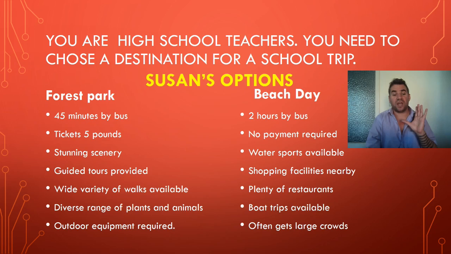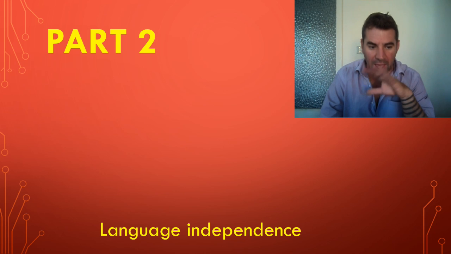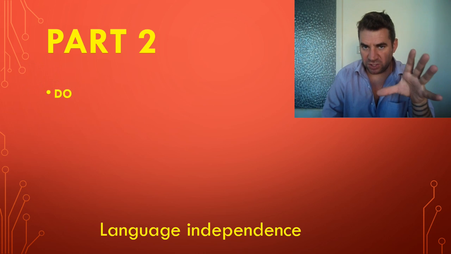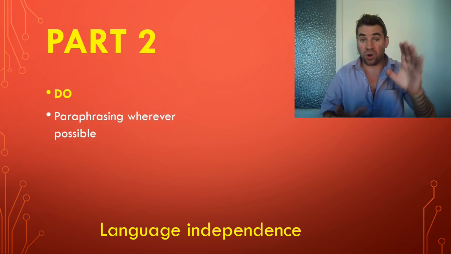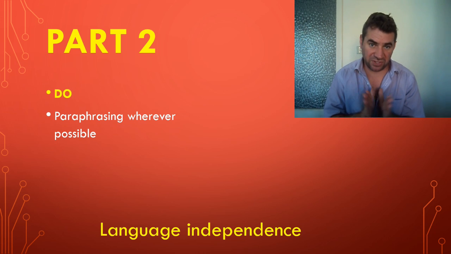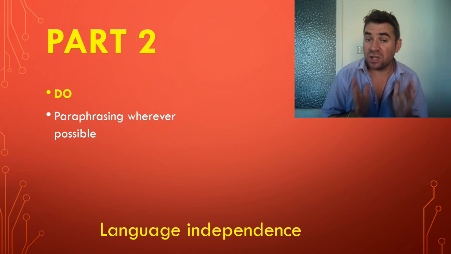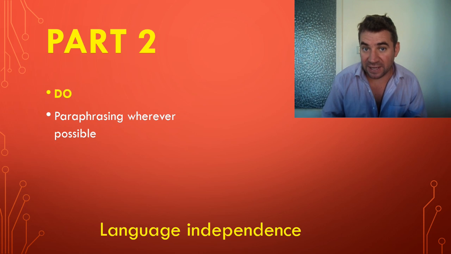So, do's and don'ts for this part of the test. First of all, paraphrase whenever possible. That means the words that they give you in your options, you have to change them. You can't use the same words. Sometimes they will say it the best way and you can't change the word. If you can't change the word, change the grammar at least.